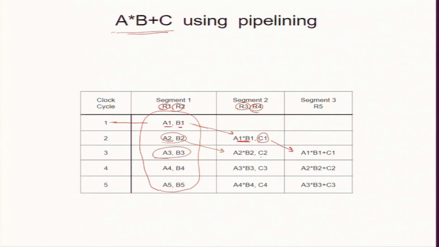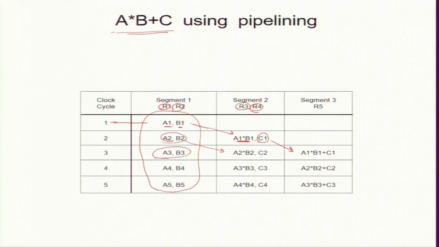Okay. For a large data set, you just take n rather than 3 times n. Okay. So, that is what pipelining is. Any questions on this?